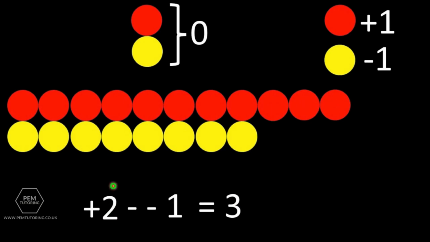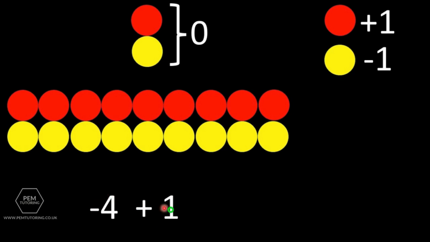What we have here is a positive number taken away a negative number. If you take away a negative number, you're removing all the negative parts, so that would give you a positive number. So 2 negatives would give you a positive.